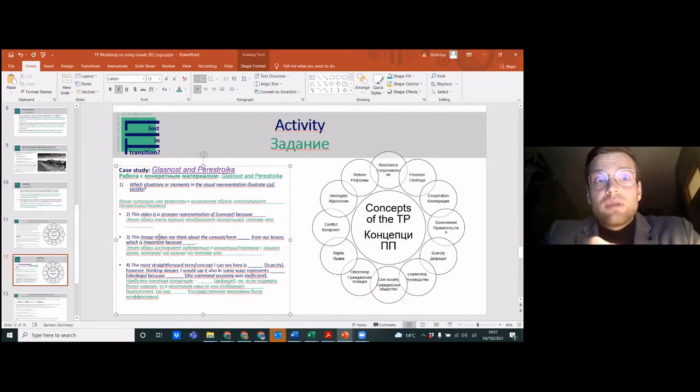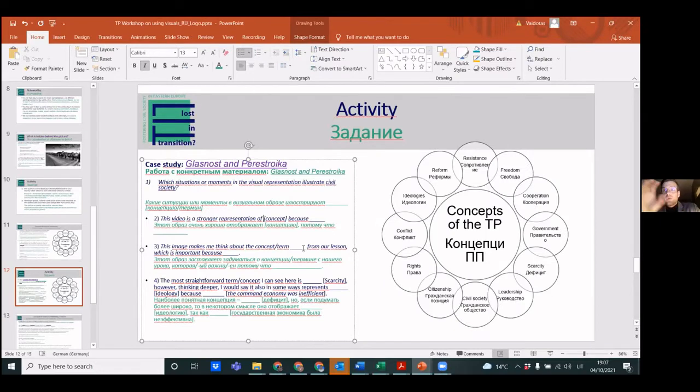The third question: this image makes me think about the concept. Again, choose one concept out of the list on the right side after we watch a video, from your lesson, and today our lesson is about glasnost and perestroika, which is important because, right? And the fourth one is more complicated. Those prompts could be given to students.